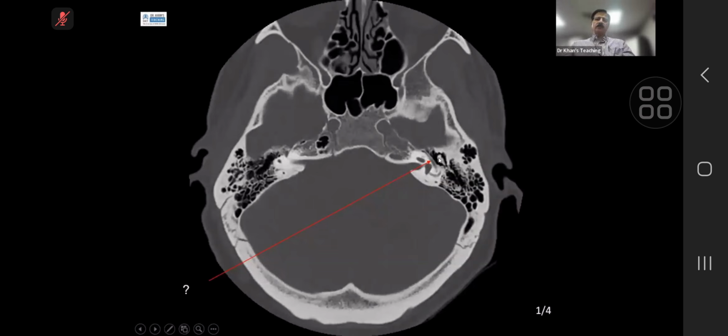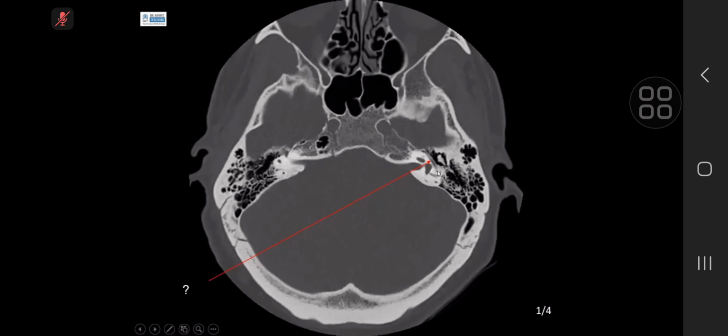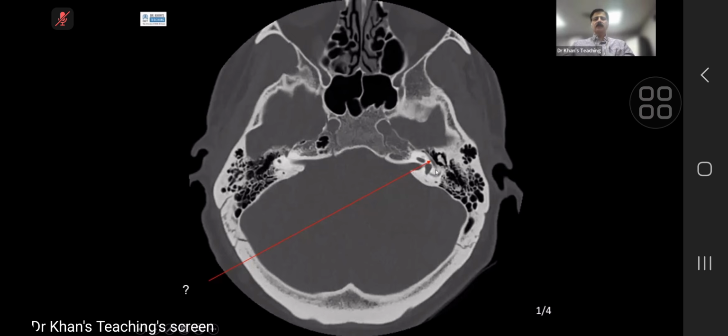Now, what is this thing? You see this? Yes, facial nerve. And which part of the facial nerve? Yes, the labyrinthine part, because it's next to the cochlea. What is the definition of the labyrinthine part? Yeah, I'm not sure.